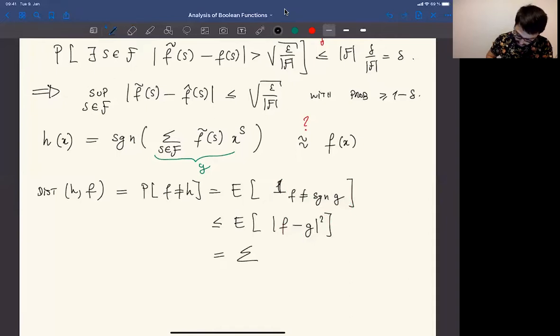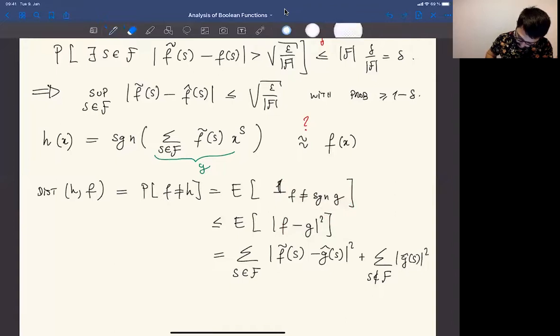So this would be just this, say if it's in the family, and plus if it's not in the family, then we don't have f tilde, we just have g. Oh, sorry, it's the other way around. This is f hat. If it's in the family, it's f tilde, and if it's not in the family, it's just f hat.